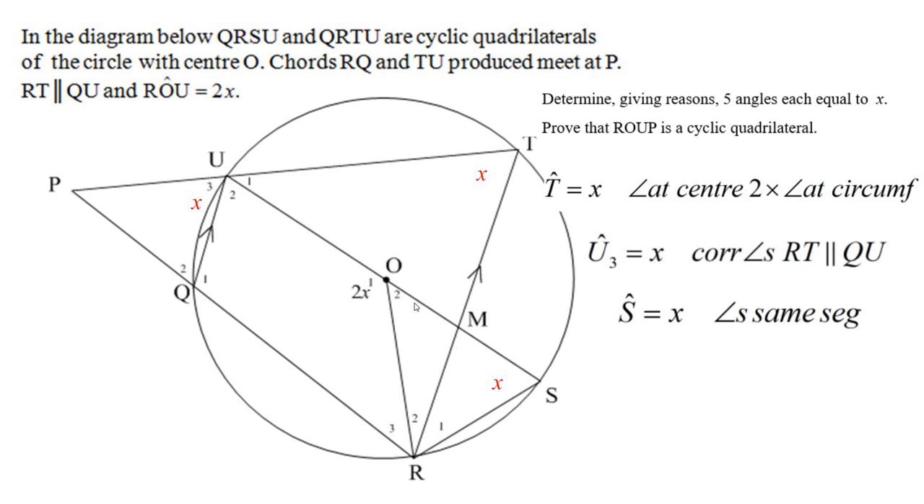Let's see if we can find another one. Look at this cyclic quadrilateral here, QUSR, that one there. Doesn't that angle Q2 have to equal this x? I think it does. Q2 has to be x. That's the exterior angle of a cyclic quad.